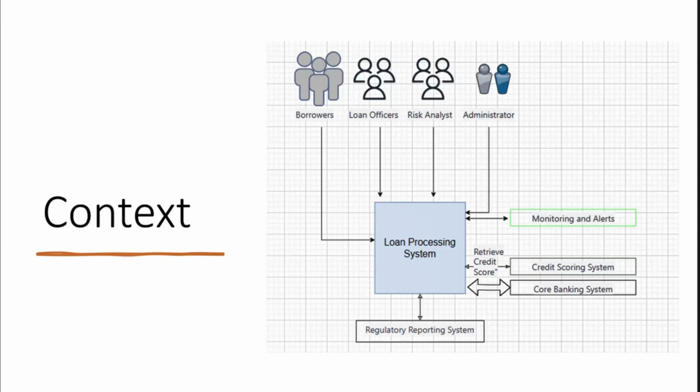So you look at the context in terms of loan processing. You have loan processing as a single box, and it interacts with a lot of other systems. In this case, it retrieves the credit score from the credit scoring system. It interfaces with the core banking system for a lot of other needs, and eventually it also reports to the regulatory reporting service, for the reports which need to be sent from a regulatory standpoint. At the same time, we've also shown the actors who are going to be using it: in this case, borrowers, loan officers, risk analysts, and administrators.